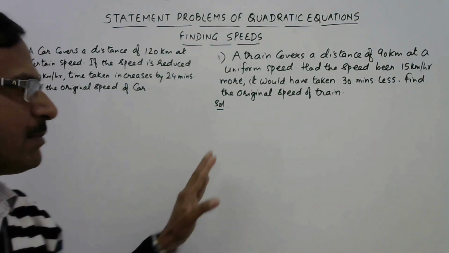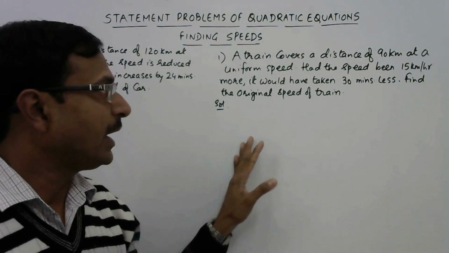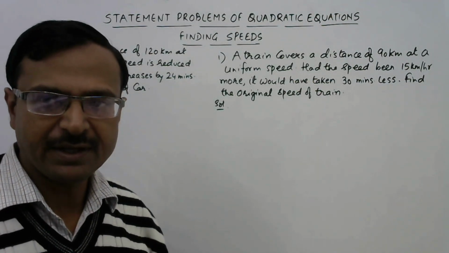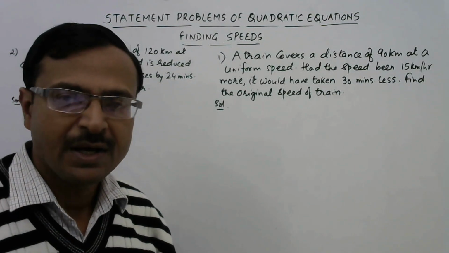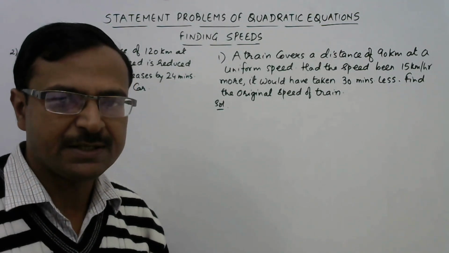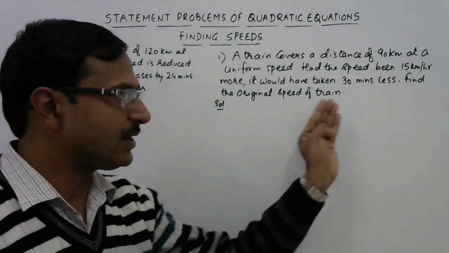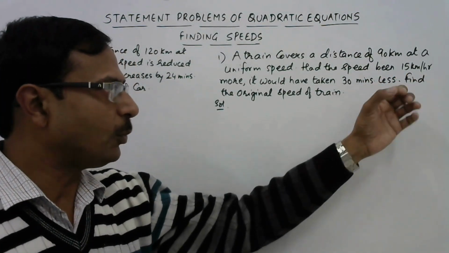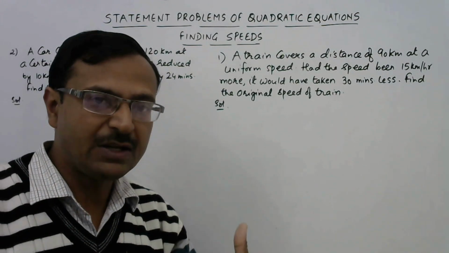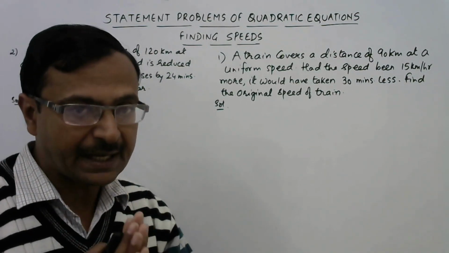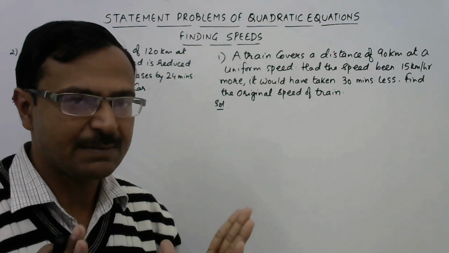The first question which I am taking up is: a train track covers a distance of 90 kilometers. So we are given the distance, 90 kilometers, at a uniform speed. Now what we are doing here in this question is we are increasing the speed by 15 km per hour. So if the speed of any vehicle is increased, then obviously it will take less time to cover the same distance.